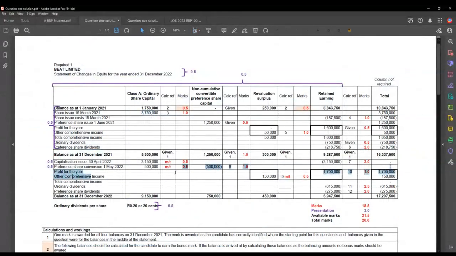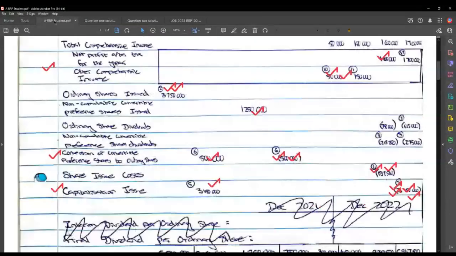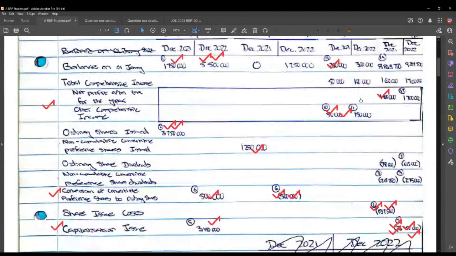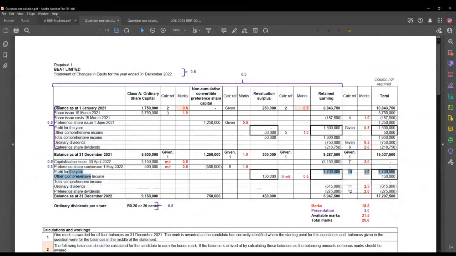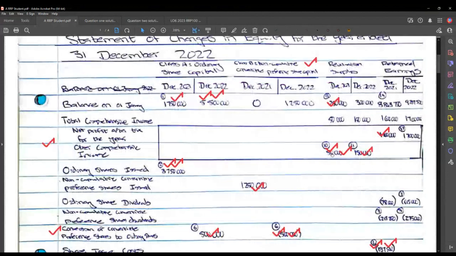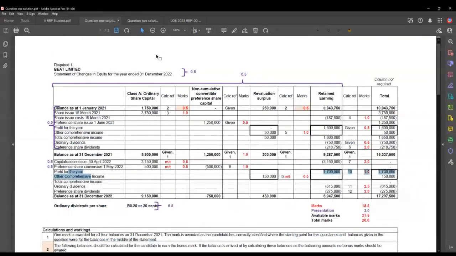Okay, then same story with the other comprehensive income. You're going to see that they got the other comprehensive income correct there, and that is half a mark. Notice how in the prior year, in 2021, it was 1 mark, but I can't give you marks for doing the same thing twice. So I can only give you half a mark as a method mark for copying and using the correct method.